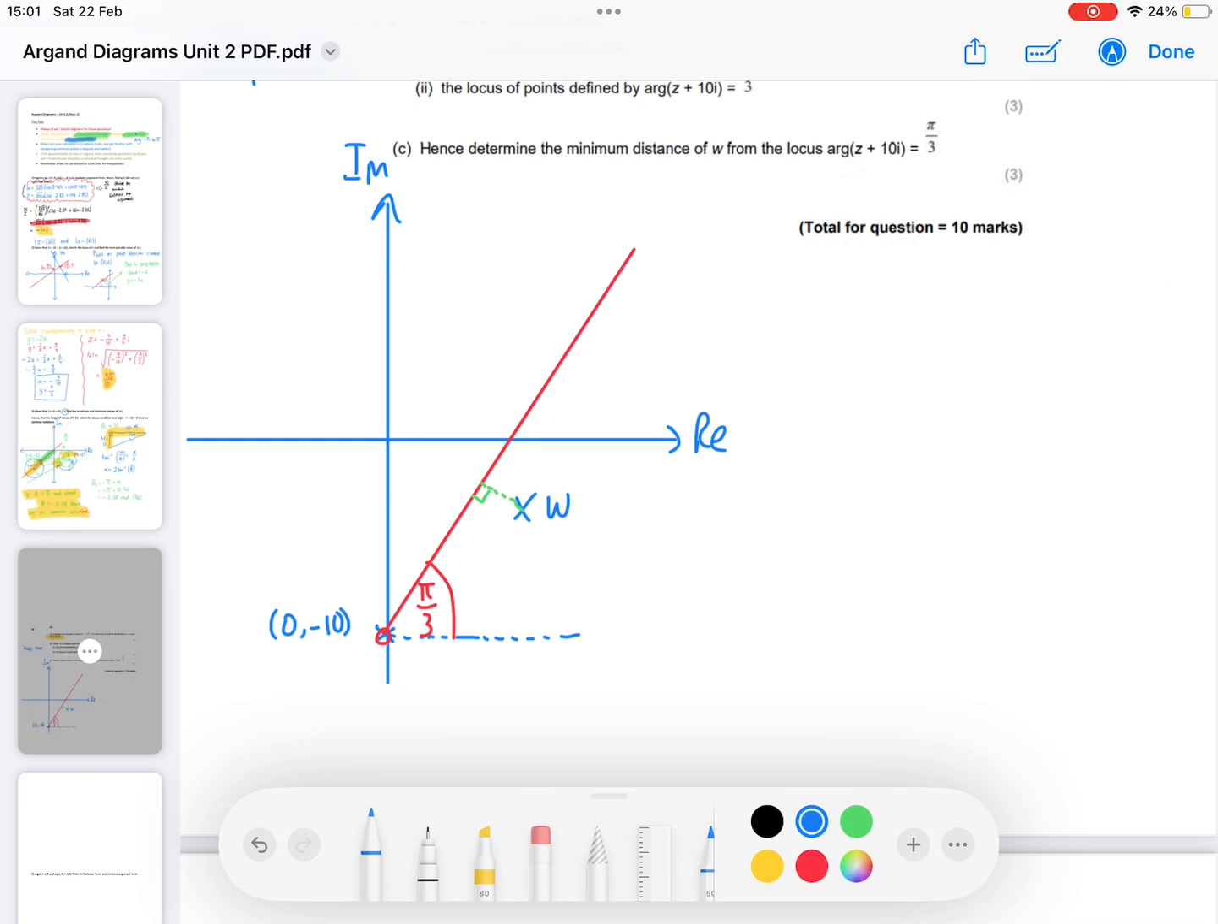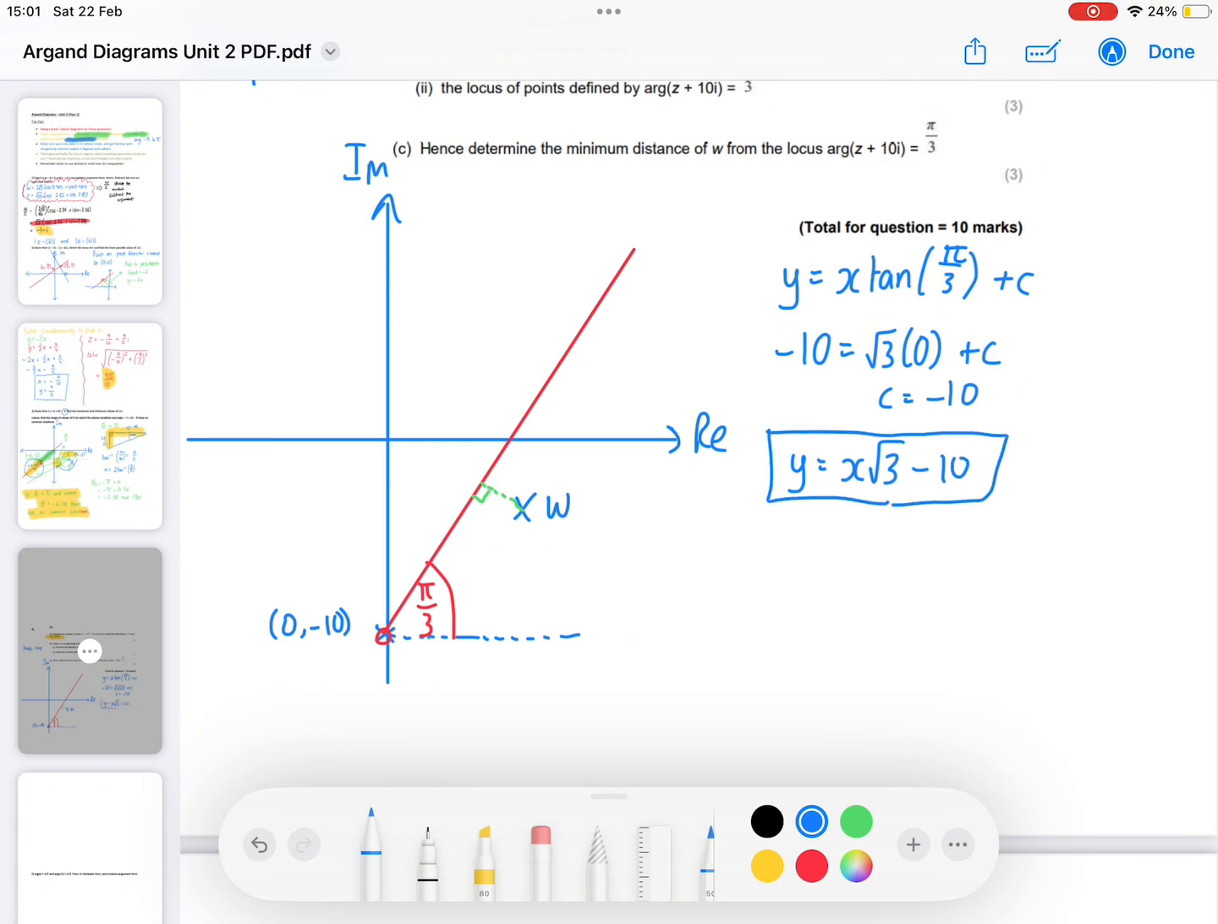Based on that, we can express this half line in the form y equals x tan pi over 3 plus c. So tan of pi over 3 is root 3 because it's tan 60. So if we just rearrange that a little bit, we have root 3, 0 plus c. So c is going to be minus 10, which we know because it passes through the y-axis. So y equals x root 3 minus 10. That is the Cartesian equation of the half line.